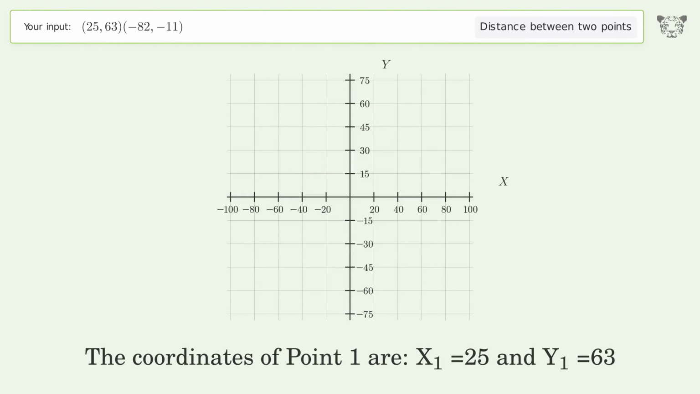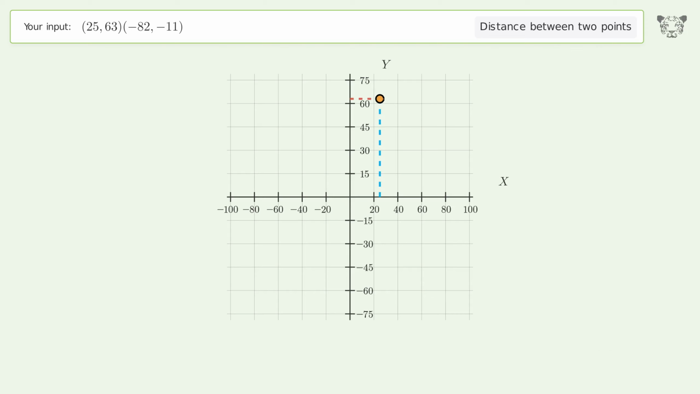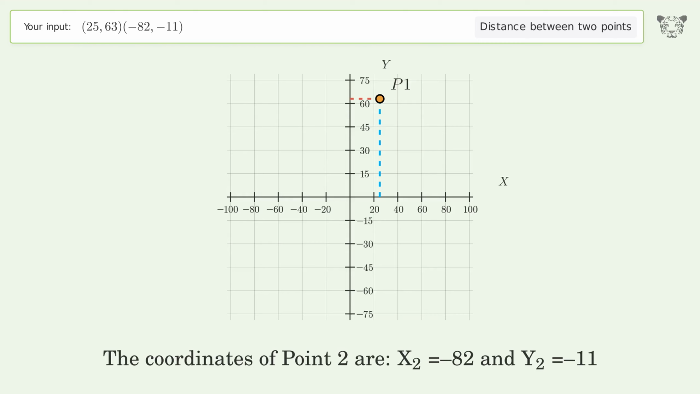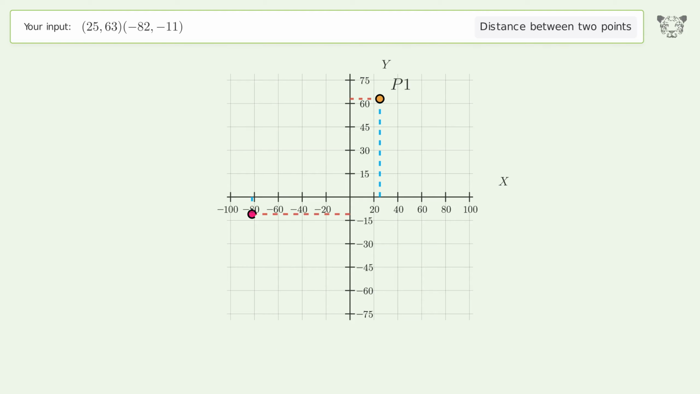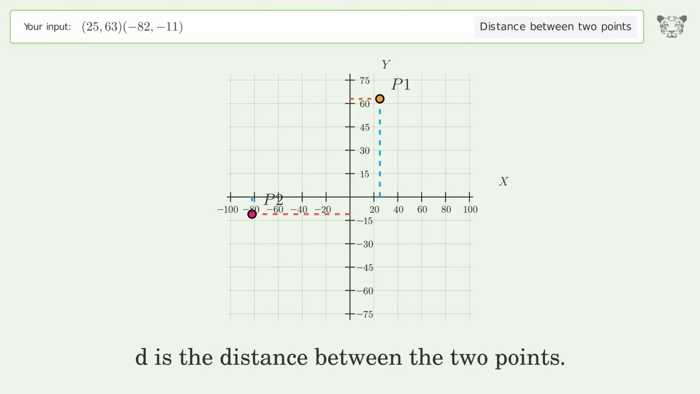The coordinates of point 1 are x1 equals 25 and y1 equals 63. The coordinates of point 2 are x2 equals negative 82 and y2 equals negative 11. D is the distance between the 2 points.